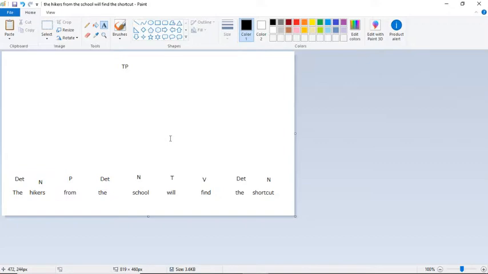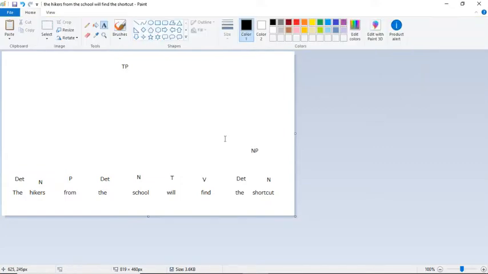Okay, so let's first identify what's the subject of this sentence, right? And what's the object? So, I can quickly see that find is the verb, will is the tense marker, and so everything that comes before the verb is likely going to be the subject. And let's just think about it for a second. So, who was it that found the shortcut? Well, the hikers from the school did. And what did the hikers from the school find? Well, they found the shortcut. So we can quickly identify that the hikers from the school is the subject, and this is going to be a single noun phrase. The shortcut will be the object and will be another noun phrase.